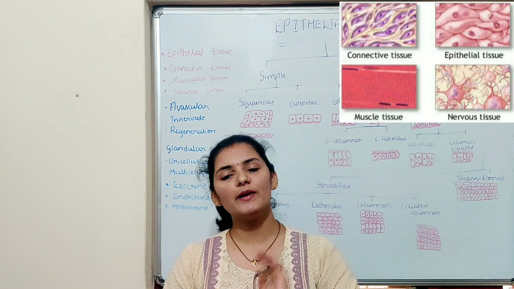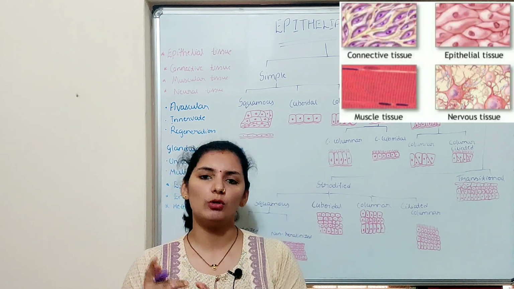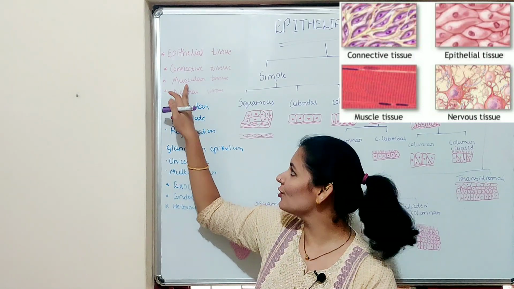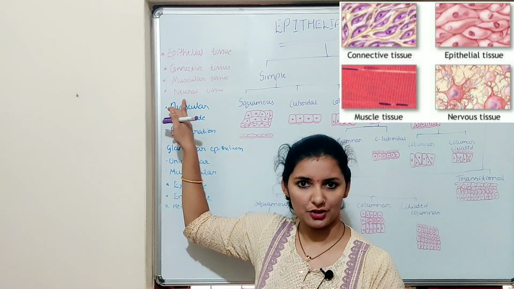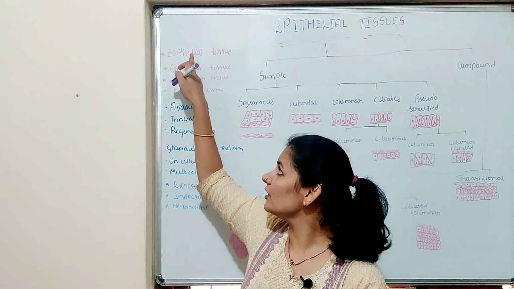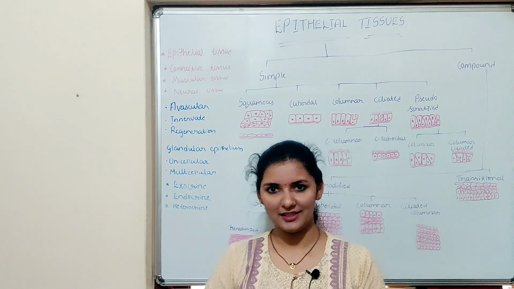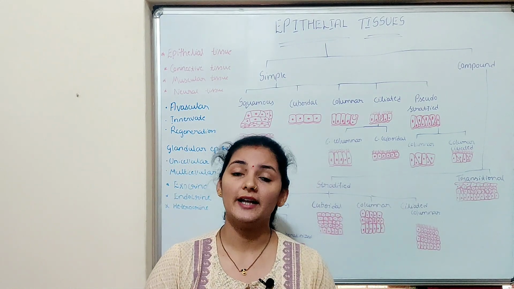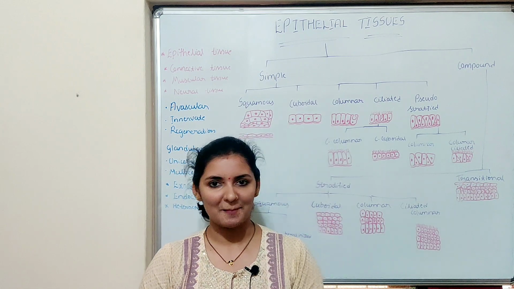There are mainly four basic types of tissue to perform all those functions. They are epithelial tissue, connective tissue, muscular tissue and neural tissue. Out of these four tissues, in this video I'm going to talk about the first one, that is epithelial tissue. Epithelial tissue is also called epithelium and the plural form is epithelia.